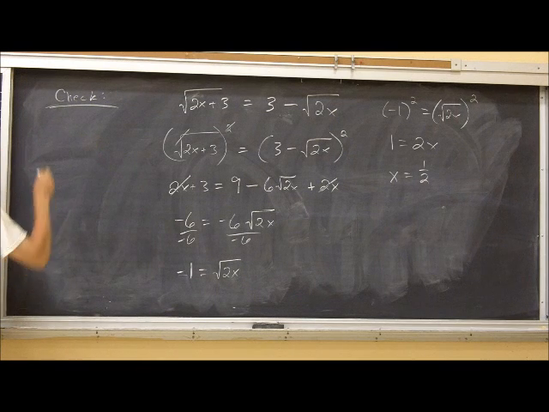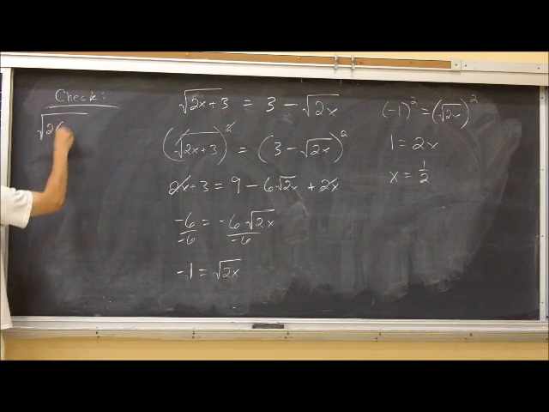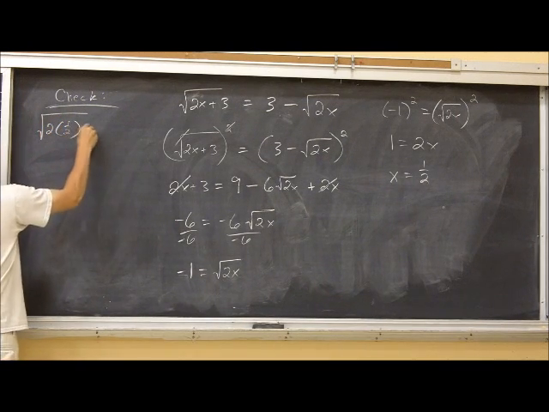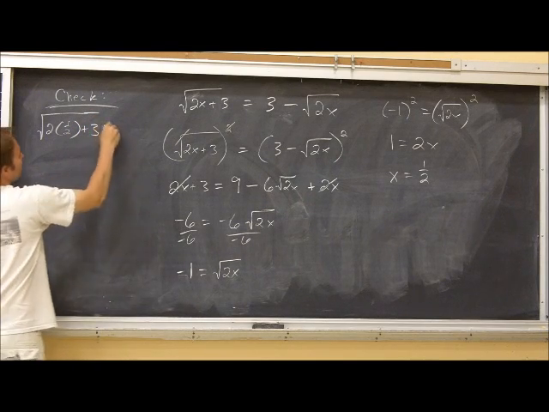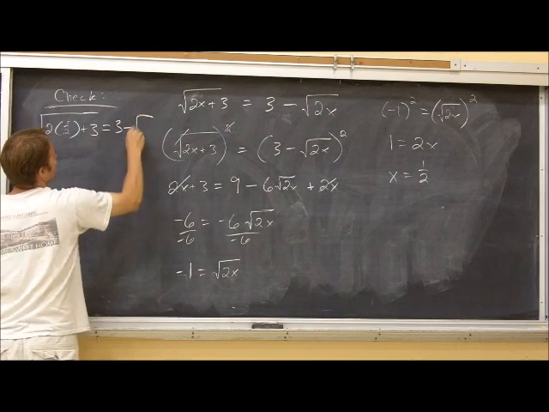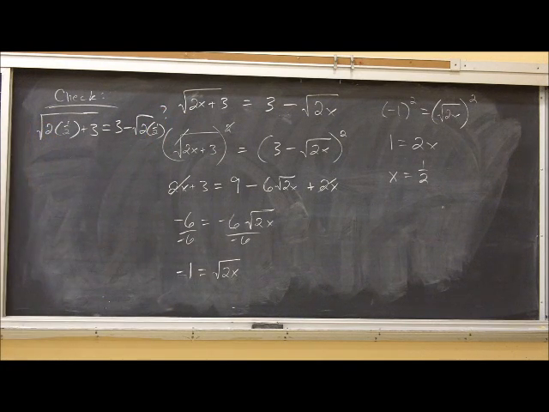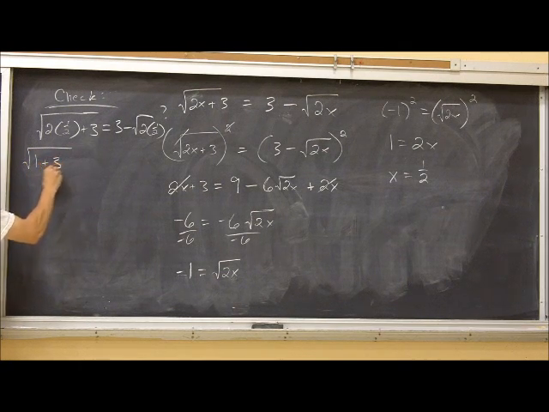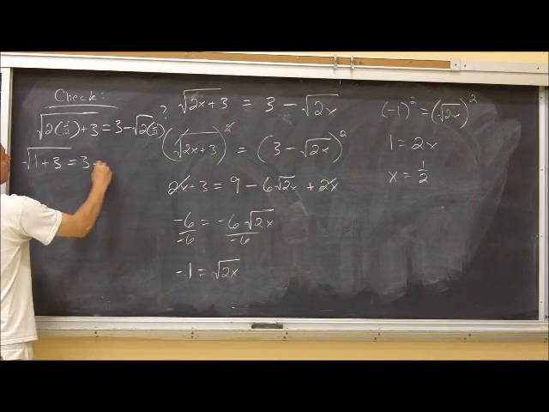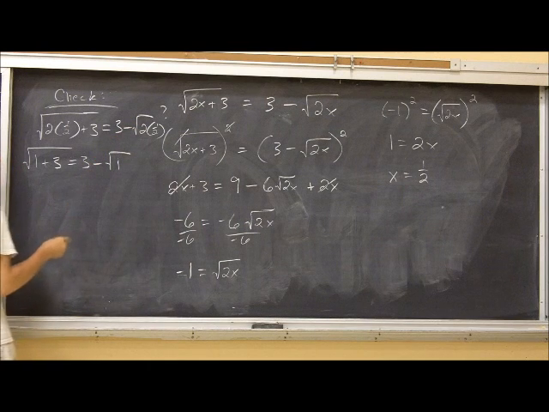So the square root of 2x plus 3, this will be the square root of 2 times 1/2 plus 3. Is that equal to 3 minus the square root of 2 times 1/2? Is this a true statement? 2 times 1/2 is 1, so I end up getting the square root of 1 plus 3. Is that equal to 3 minus the square root of, again I'll get 1.